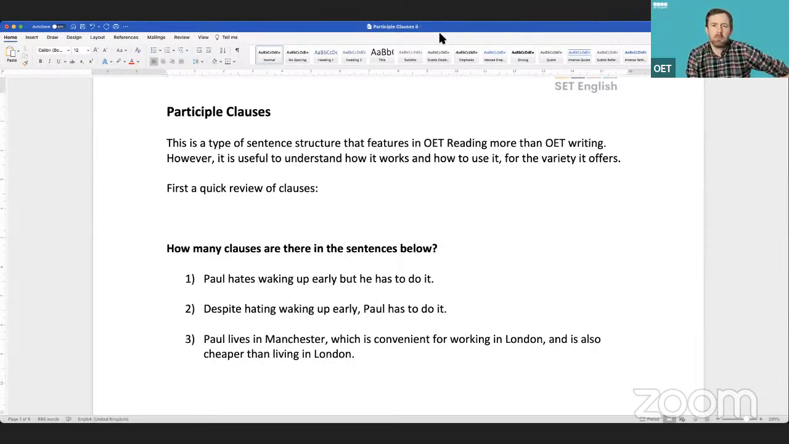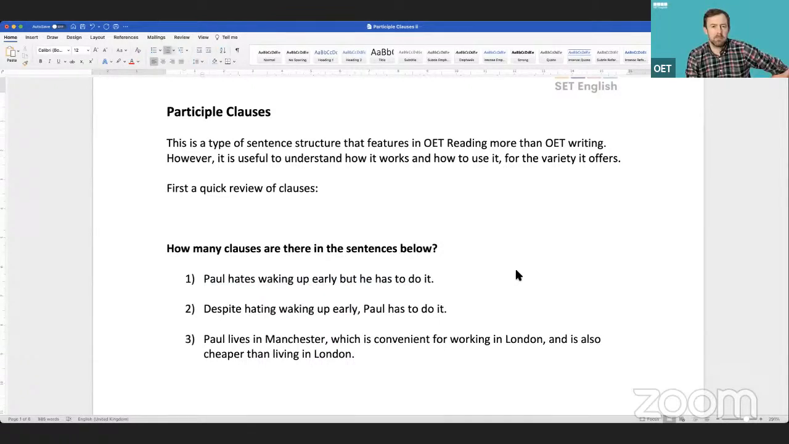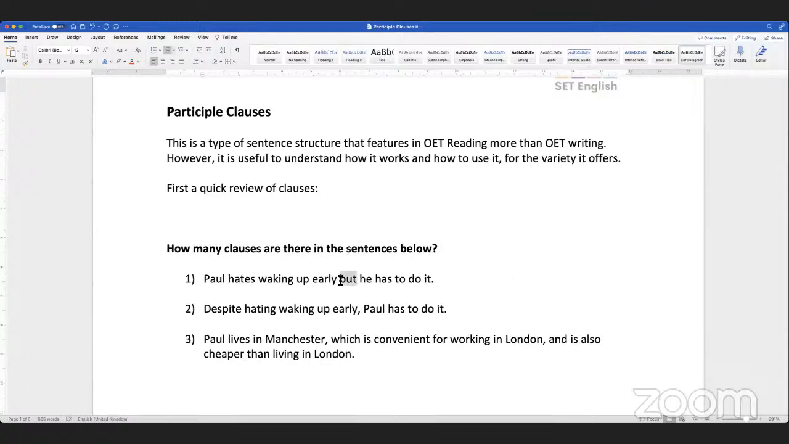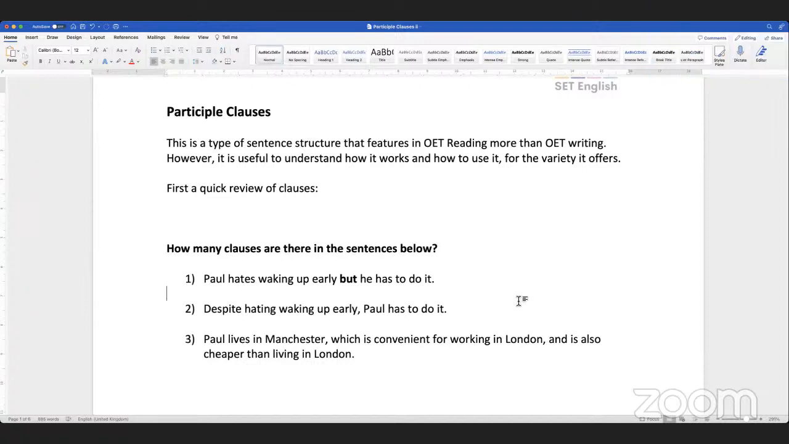Okay, so anybody can tell me. First one, how many clauses? 2 clauses, aren't there? Yeah, noun and verb. How are those clauses connected? But. Yeah, but's in the middle, isn't it? Okay, second one. 2 clauses. Despite, it's the same, isn't it? But it's despite this time, isn't it?